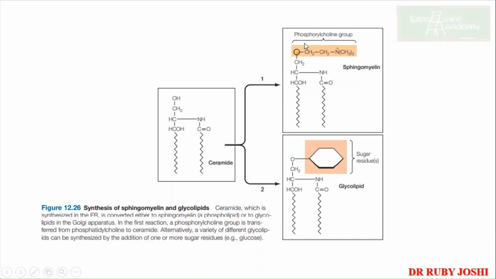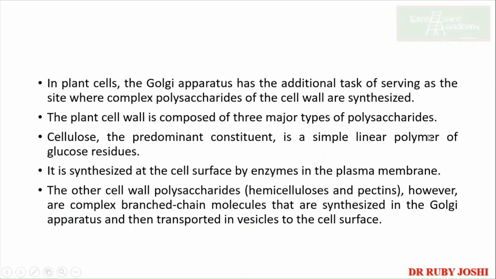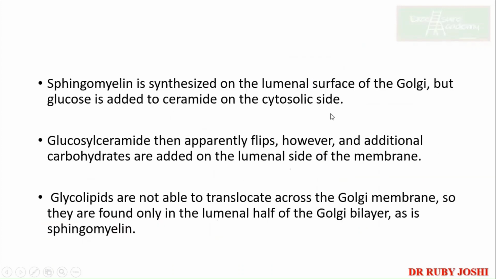Now, when you add phosphorylcholine group, it becomes a sphingomyelin. If you add any sugar, it becomes a glycolipid. आगे जाके हम पढ़ेंगे cerebroside is there, then globoside is there. All those different types of glycolipids are present. So those are nothing but made on the base of your ceramide. ठीक है? Don't worry, कोई कुछ नहीं पूछेगा, just for your understanding. You don't have to study the structure here. Okay, this is something which we have to refer.